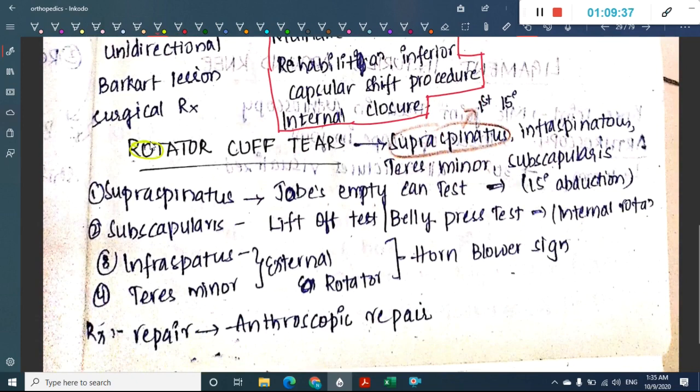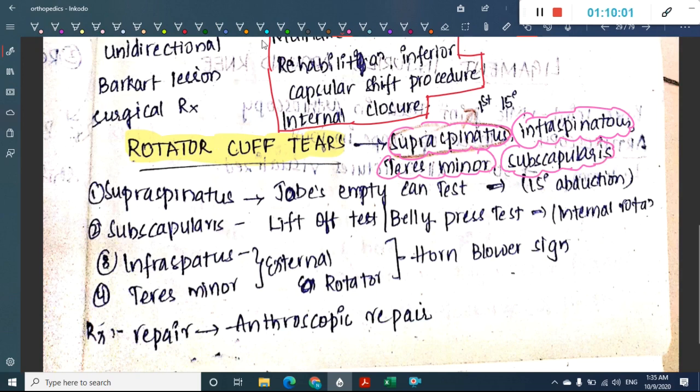We have rotator cuff injuries. Okay, what are rotator cuff injuries? We have different muscles which are involved in the rotator cuff. What are they? The muscles involved in the rotator cuff are the supraspinatus muscle, then comes infraspinatus, then we have teres minor, and the subscapularis muscle is also associated with rotator cuff injury.